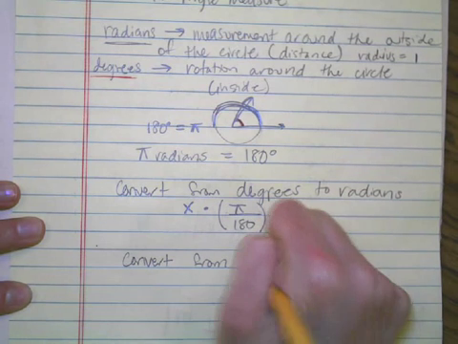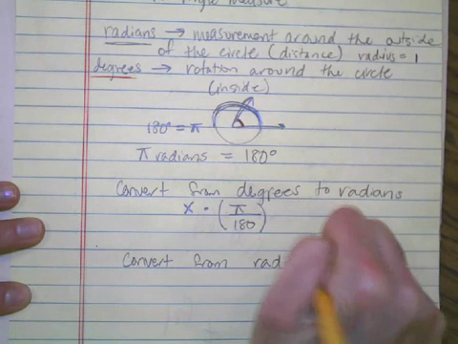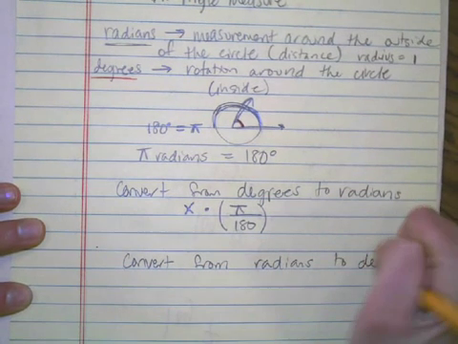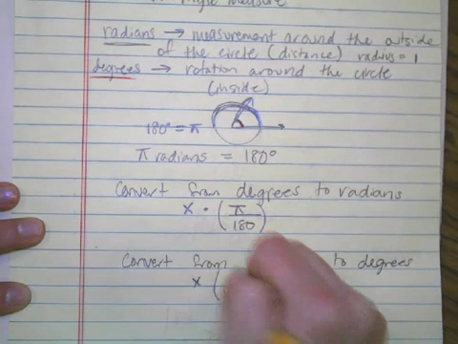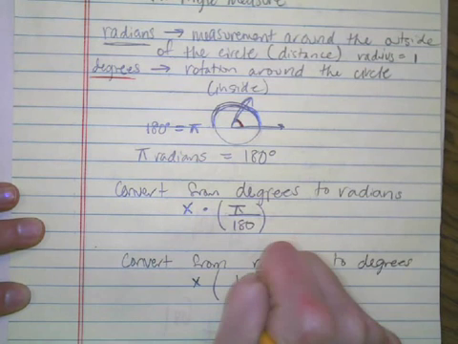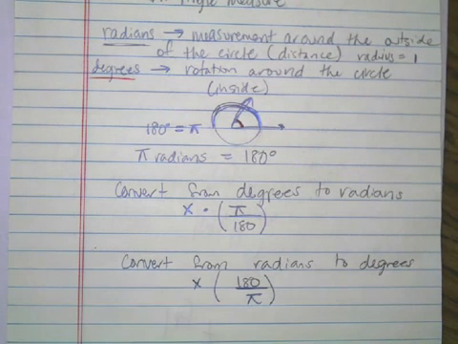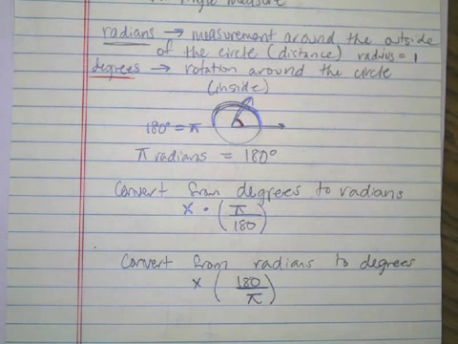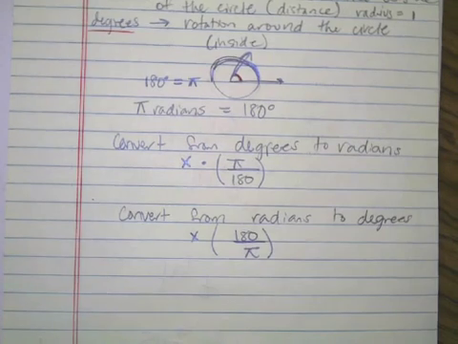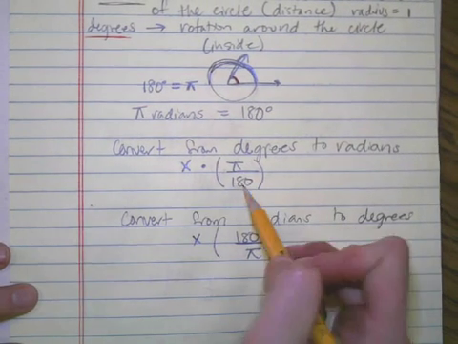To go the other way, to convert from radians to degrees, I take my x and I multiply by 180 divided by pi. The way I remember that is radians does not have pi in it, so I want to cancel it out, so usually it's on the bottom. What's the difference between the two? One is pi over 180, the other one is 180 over pi.